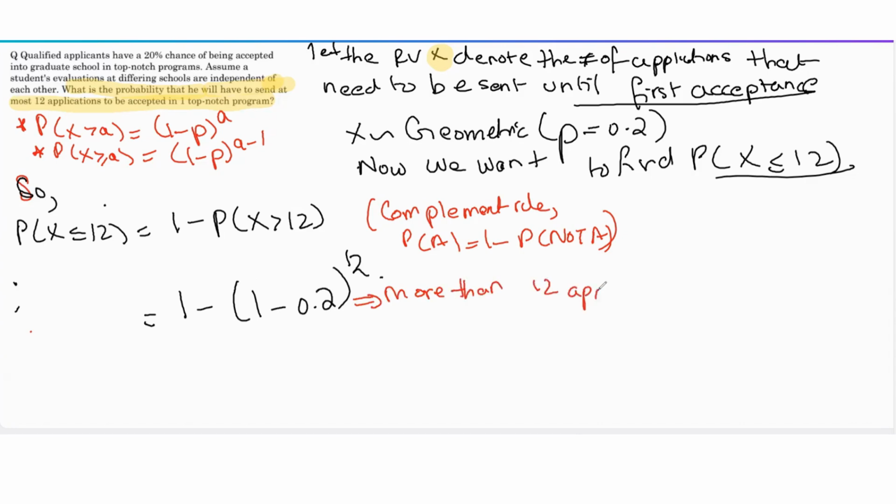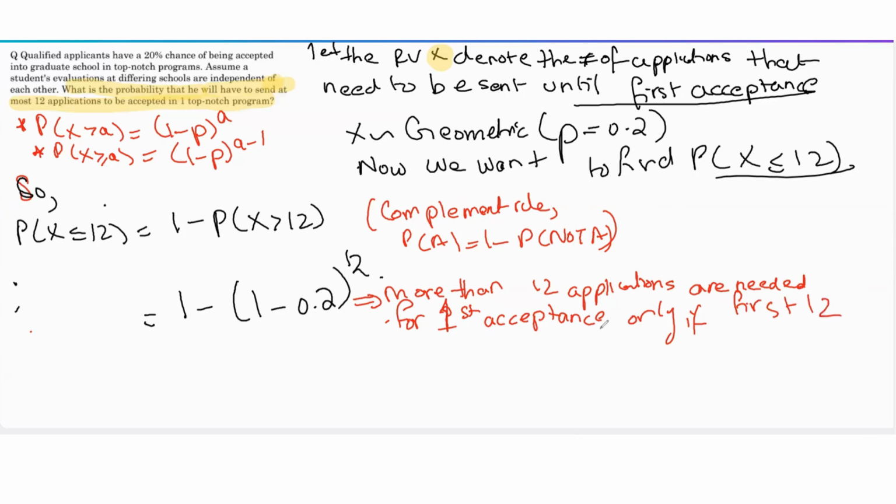More than 12 applications are needed only if, for first acceptance, right? So you need more than 12 applications for your first acceptance only if the first 12 applications resulted in failures.